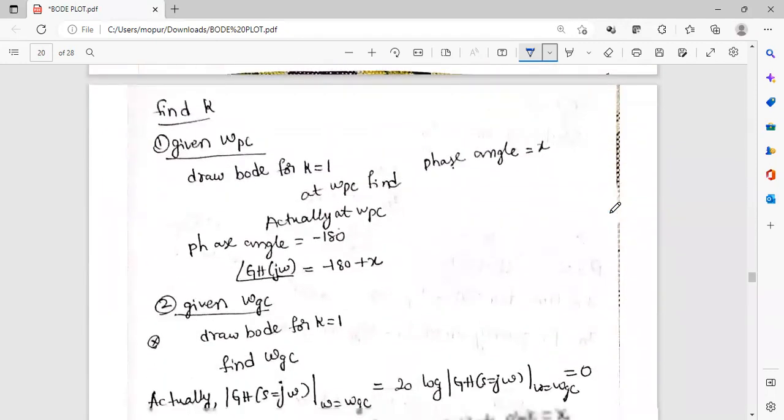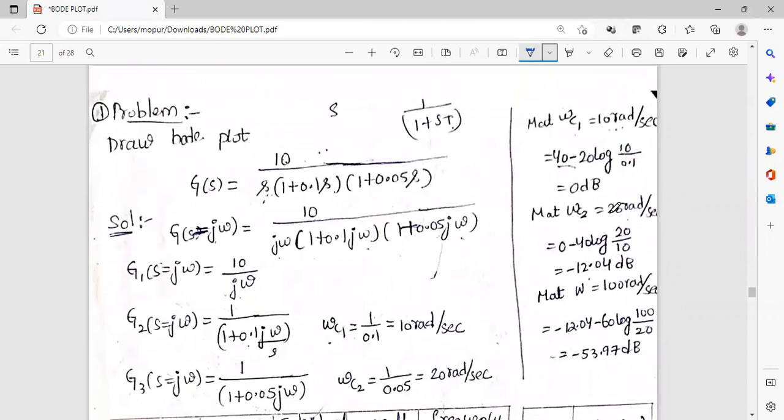Now, let us see the first problem. First problem, they had given G of S is equal to 10 by S into (1 plus 0.1 S) into (1 plus 0.05 S). Actually, here in the question, H of S is equal to 1. So, G of S into H of S is equal to G of S, which is equal to this.